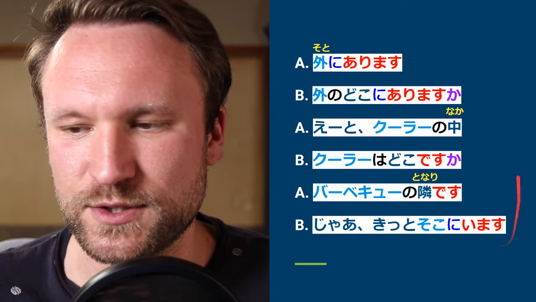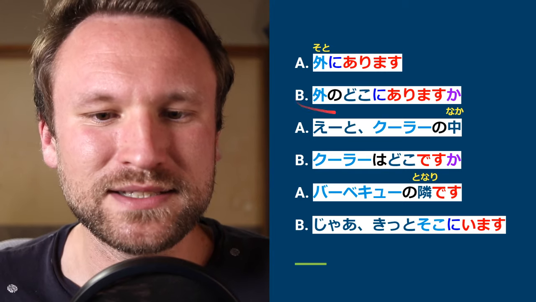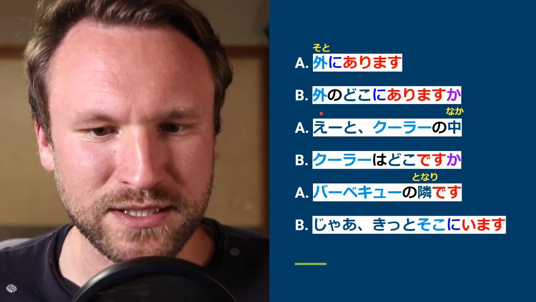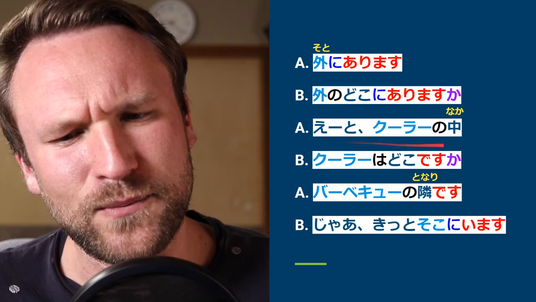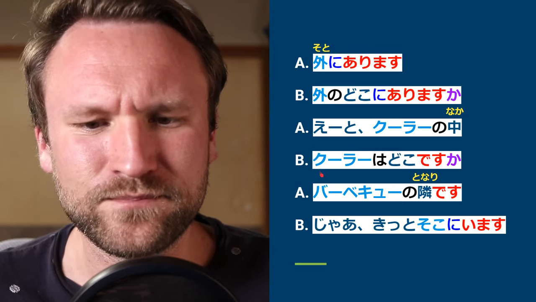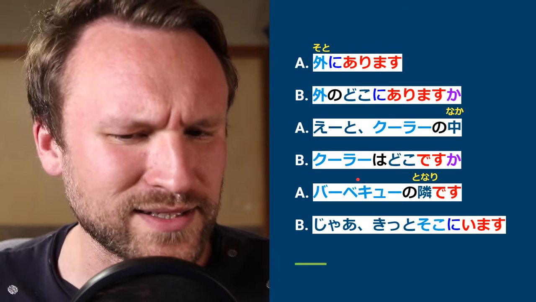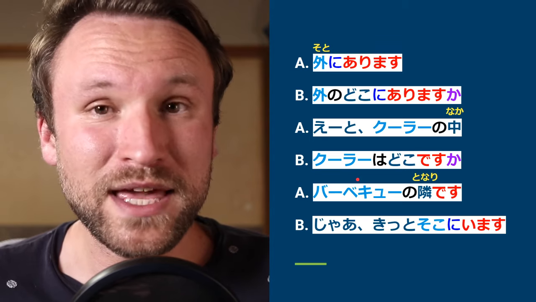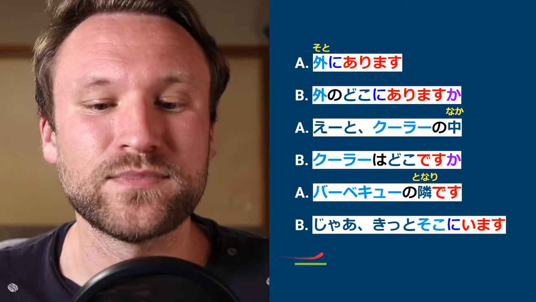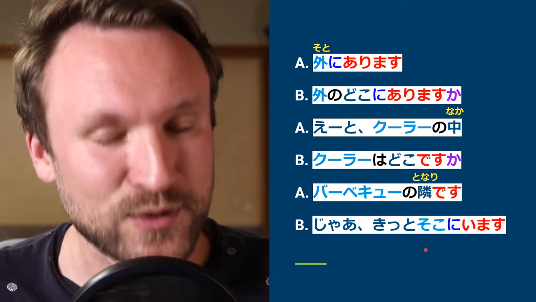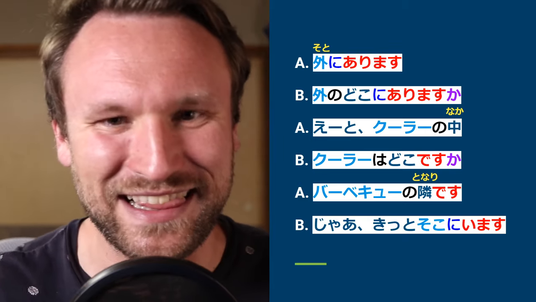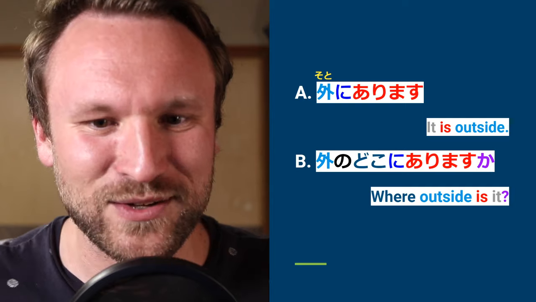All right, let's go to full speed there. Soto ni arimasu. Soto no doko ni arimasu ka? Kura no naka. Kura wa doko desu ka? Barbecue no tonari desu. Ja, kitto soko ni imasu. All right, let's go over that line by line as we try to find Ando-san.